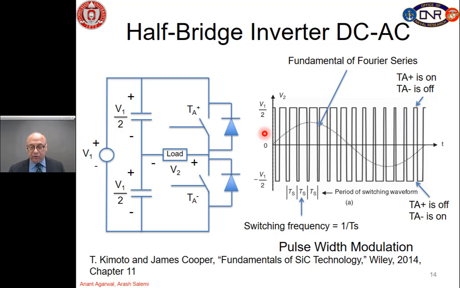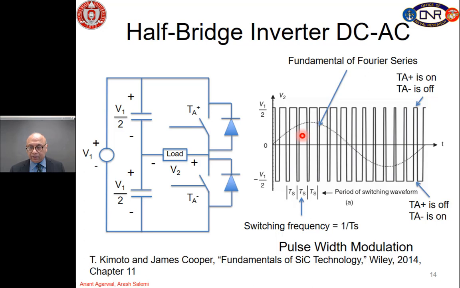And then we can control the amount of time these switches are on or off, thus creating a waveform where the pulse width varies, and this is why it's called pulse width modulation. But the switches are switched at a switching frequency which is given by 1 over Ts. Ts is the total switching period from on to off for each switch. So, the switching frequency is fixed. What we vary is the pulse width, or the on and off durations of these switches.